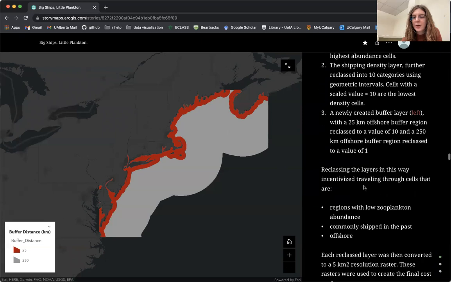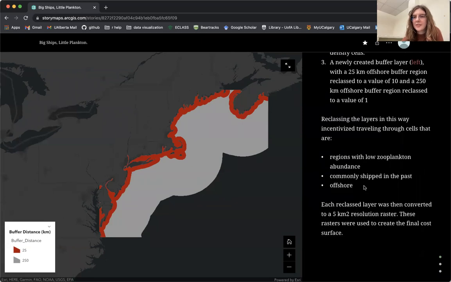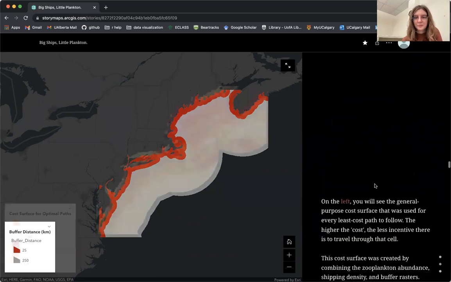Reclassing the layers in this way incentivized traveling through cells that were regions with low zooplankton abundance, that were commonly shipped in the past, and that were offshore. So these are the 3 characteristics that I wanted my shipping routes to move through. And then each reclass layer also had to be converted to a 5-kilometer square resolution raster. And those were what were used to create the final cost surface.